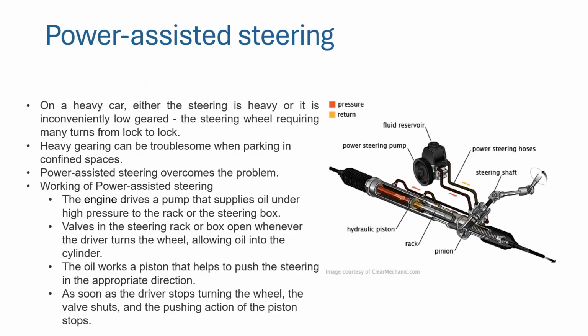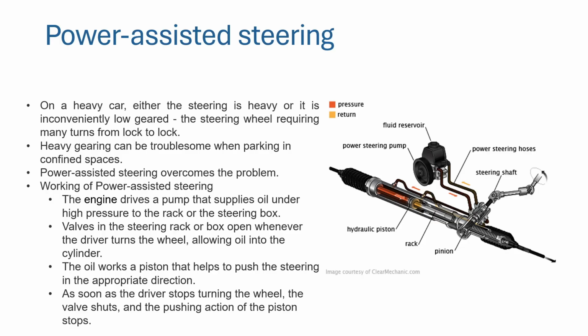Power assisted steering system. On a heavy car or big trucks, either the steering is very heavy or it is inconvenient to make rotation with the low geared system. The geared system we discussed is a low geared one. It is inconvenient and very heavy to rotate, especially when you have heavy cars and heavy vehicles. Such an inconvenient system requires many turns from lock to lock. Heavy gearing can be very troublesome when parking in confined spaces. When you are trying to park in confined spaces, this heavy gearing creates trouble.